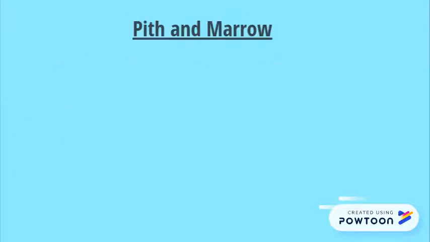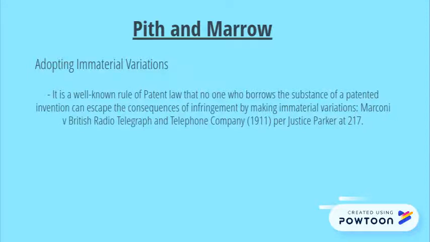This was recognized as the pith and marrow approach, which held that a defendant will not escape infringement by adopting immaterial variations or altering the form of such an invention in a way where the mutilation or accidental form is a disguise for a product of the same substance.